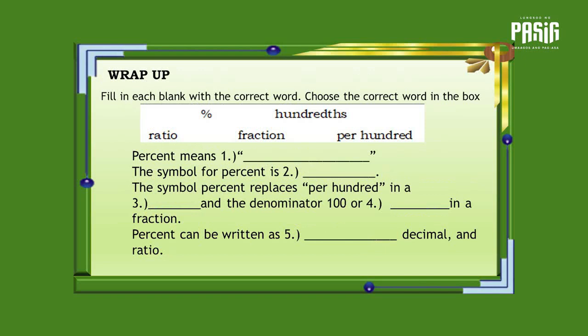Fill in each blank with the correct word. Choose the correct word in the box, and here are the words in the box. Percent means number 1. What do you think it is? The symbol for percent is, that will be question number 2, and number 3, the symbol percent replaces per hundred in A, and the denominator 100, or in number 4, in a fraction. Percent can be written as, that will be the question for number 5, decimal and ratio. So that's all for the wrap-up.